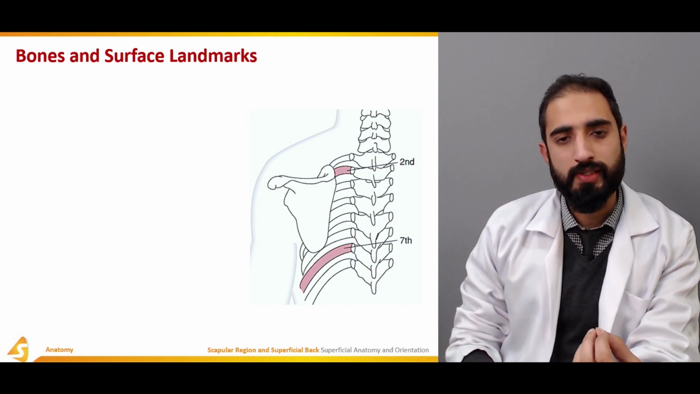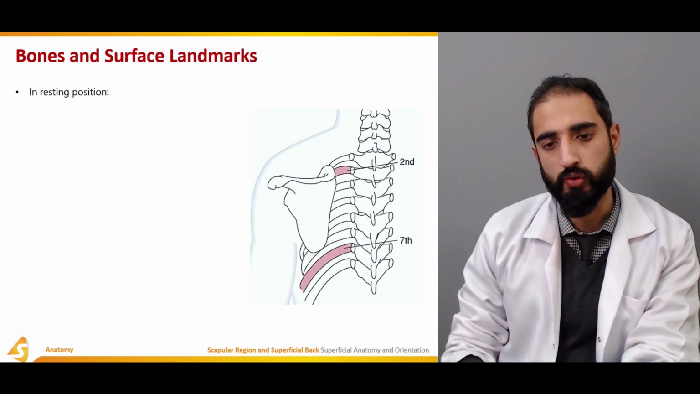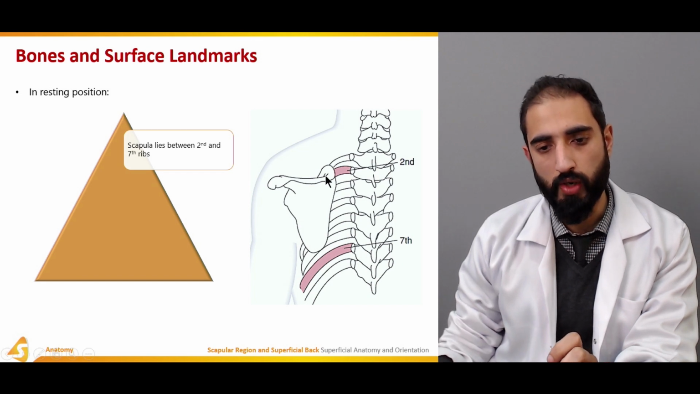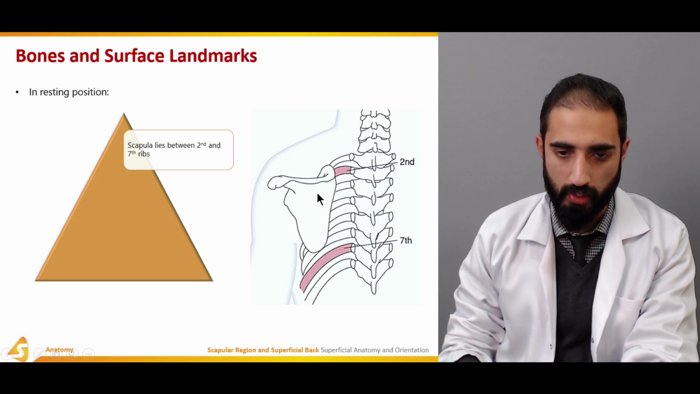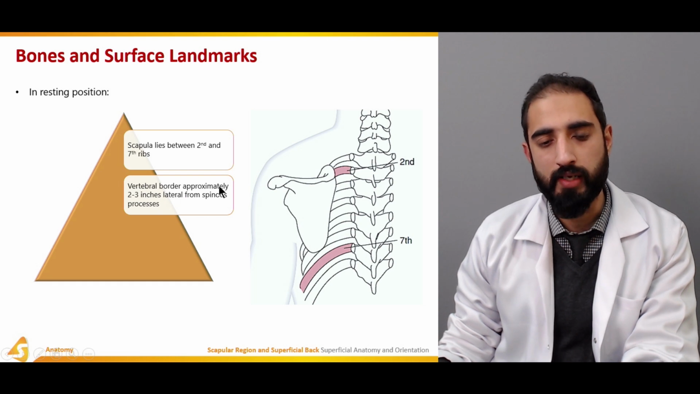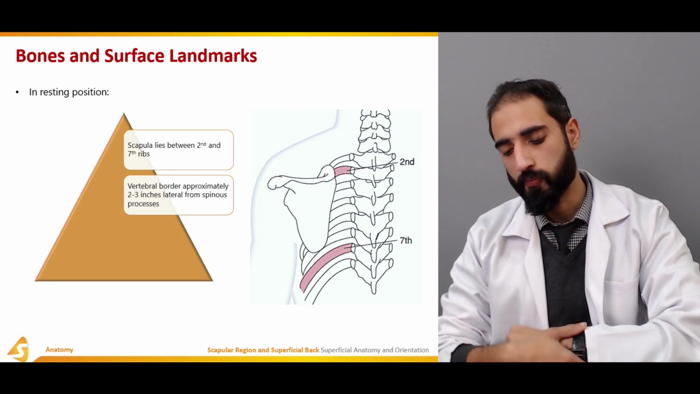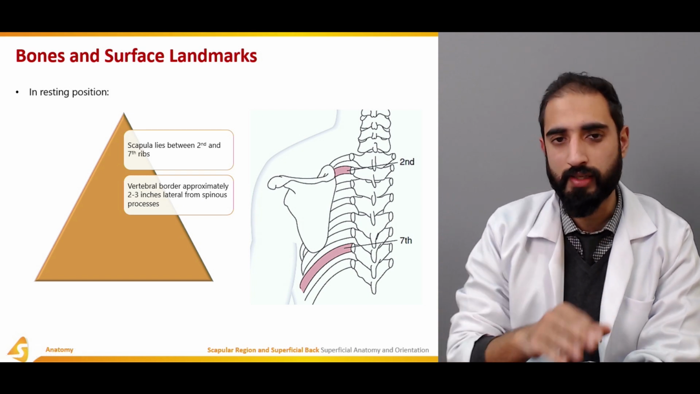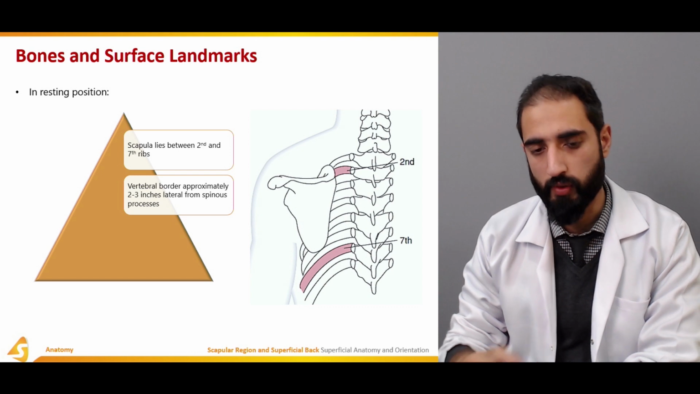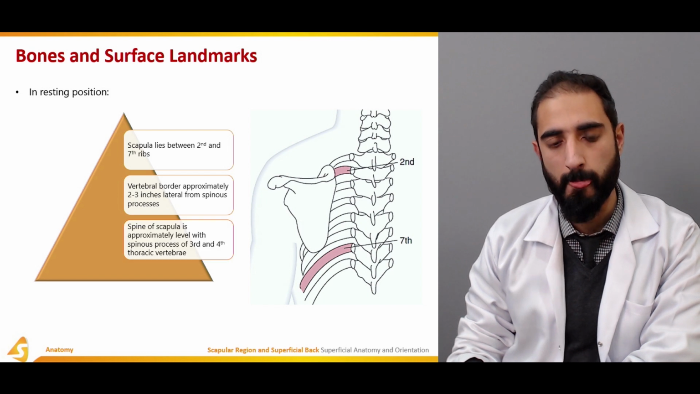Now, talking about the surface landmarks, we need to understand where the scapula actually lies. When we talk about the scapula, in the resting position, it lies between the second and the seventh rib on the thorax or the rib cage. Moreover, the vertebral border or the medial border is approximately 2 to 3 inches lateral from the spinous process, as I already mentioned in a picture shown previously. And if it is greater than that, then it means that there is protraction of the scapula, which has increased the distance between the vertebral border and the vertebra or the spine.